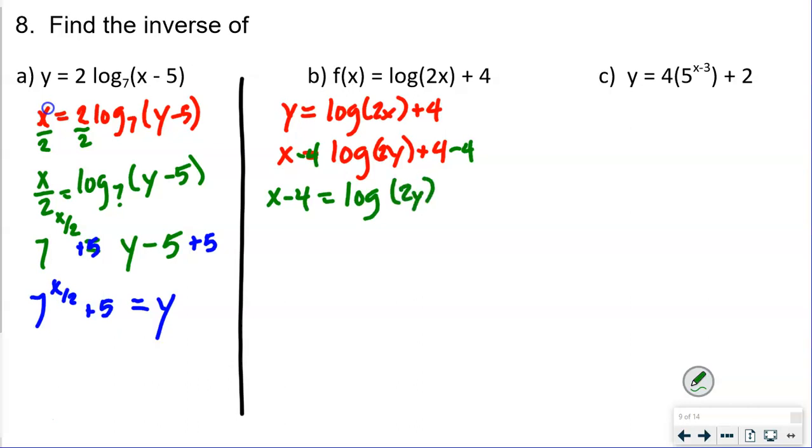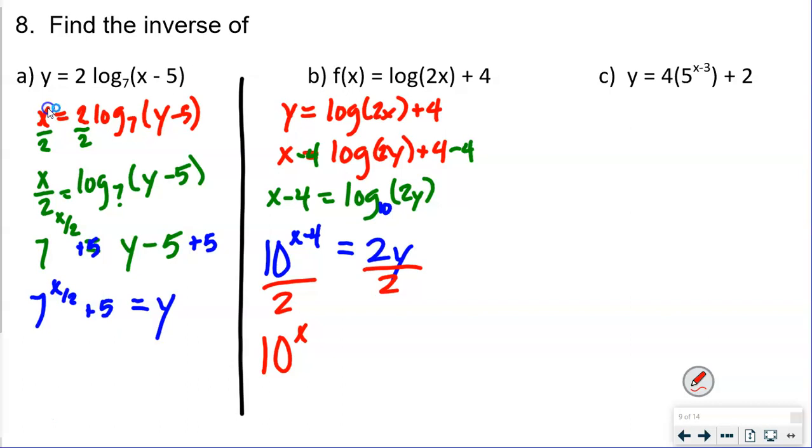Now hopefully you remember that there's a base 10 here. If there's no base, that's our base. So then we're going to take our base 10 to the power of x minus 4. That's going to be equal to 2y. So then we're going to just divide both sides by 2. So our answer is going to be 10 to the x minus 4 over 2. That's what's equal to y.